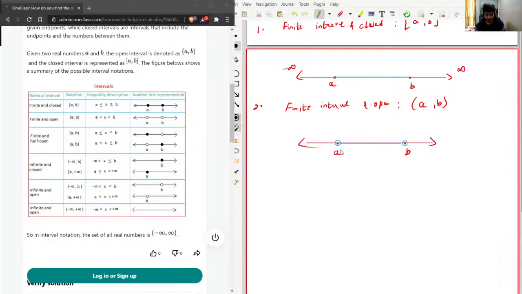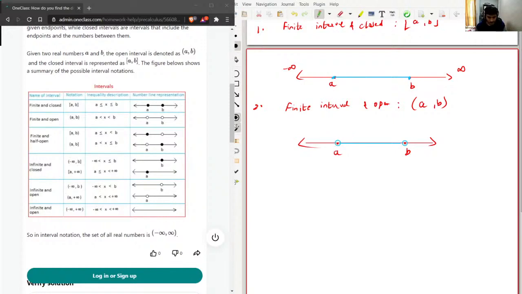So for all the values which lie between a and b, not including a and b, my function will be defined, or all these values are going to be the range, or all these values will lie in the domain of my function. This means that we are not including a and b. In the first one we included a and b, so I made a colored dot there, but here it will be a kind of circle.